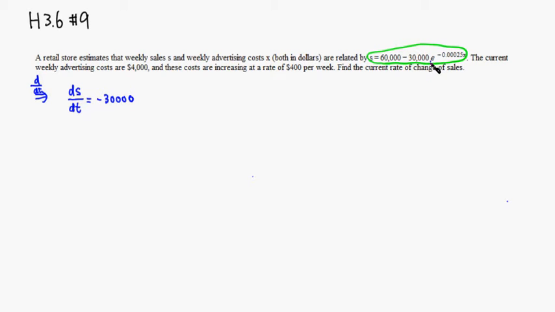Then the derivative of e to the negative 0.00025x would be e to the negative 0.00025x multiplied by the derivative of the inside function, which is going to be negative 0.00025 dx over dt.